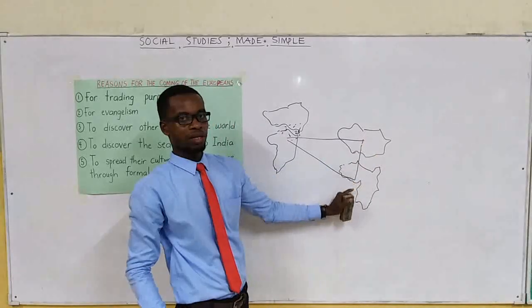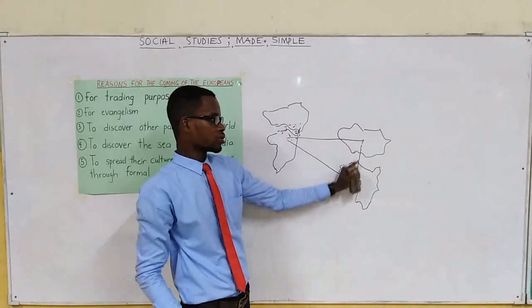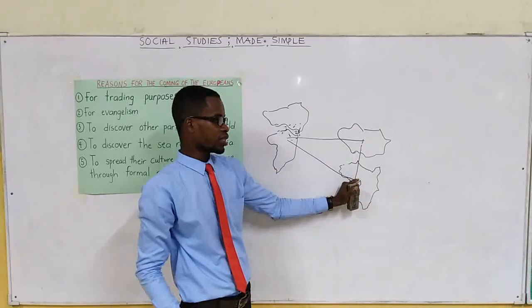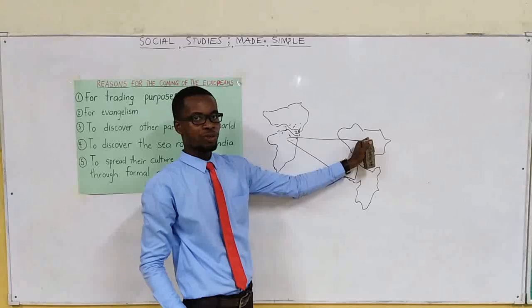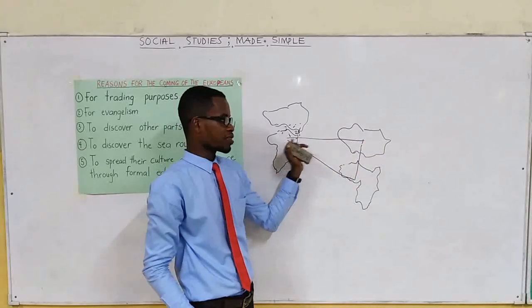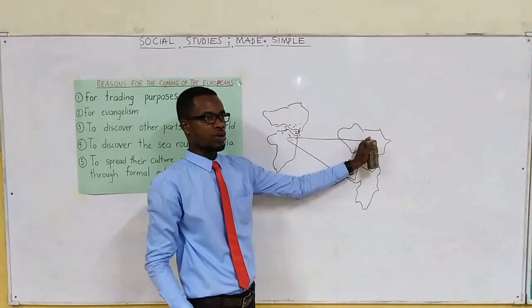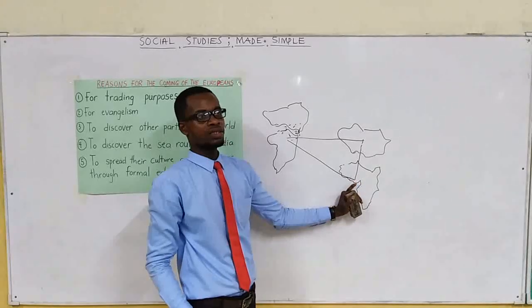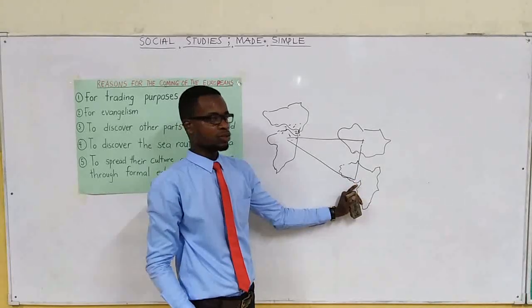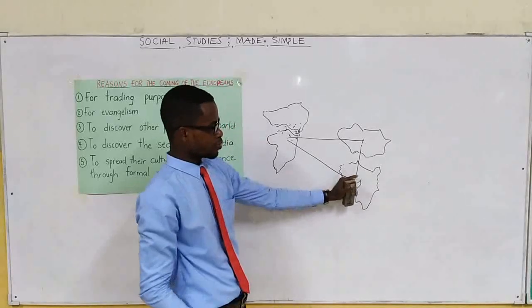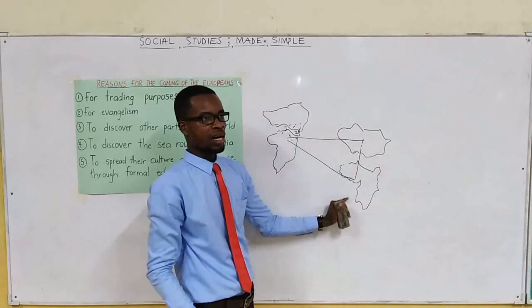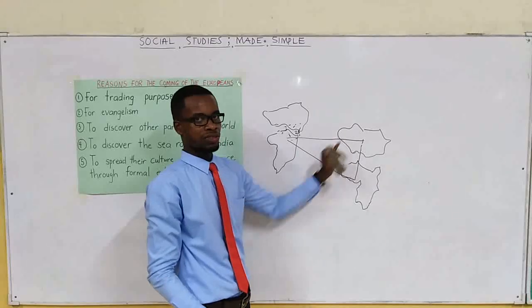And they will still come back to Africa, take their slaves, take them to their plantations. Those that will be needed in Europe will be bought from this land, taken back to Europe to go and work, and the journey will still head towards Africa again. So the movement was actually in a triangular form.